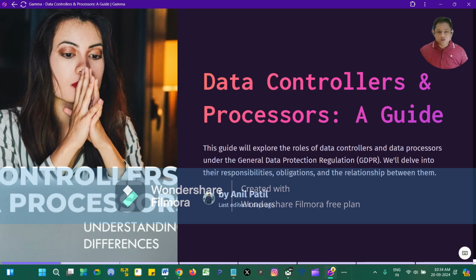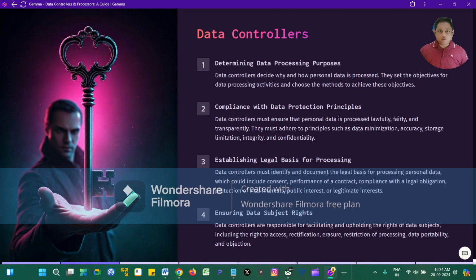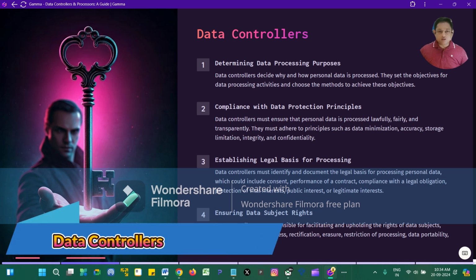and data processors under the General Data Protection Regulation (GDPR). We will delve into their responsibilities, obligations, and the relationship between them. Data controllers first. Determining data processing purposes.